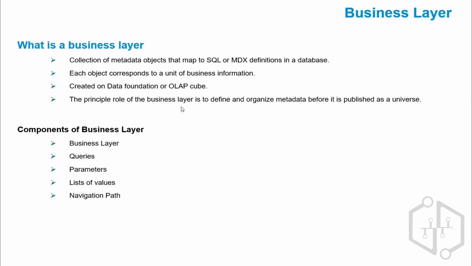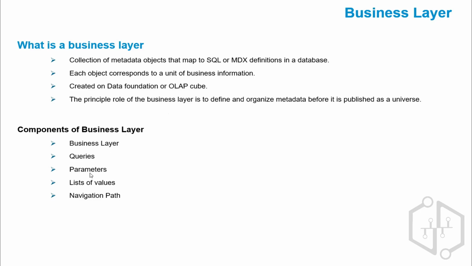The principal role of the business layer is to define and organize metadata before it is published as a universe. So before publishing the universe, we will define and organize it in a folder structure in a neat manner so that it is very understandable for the users. Even business users can create ad hoc reports on their own with limited training. If our business layer is clear, they themselves can create a few of the reports for their analysis purposes as well.